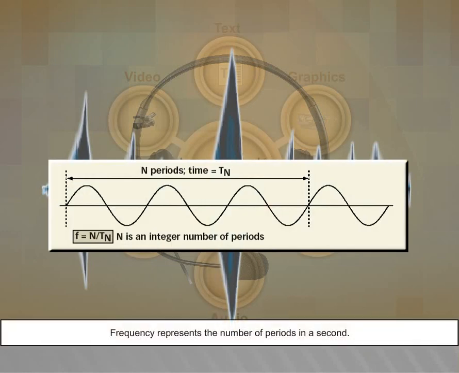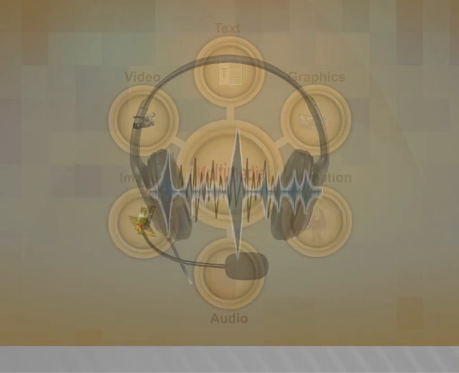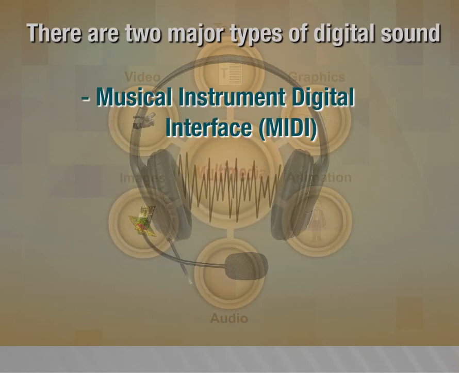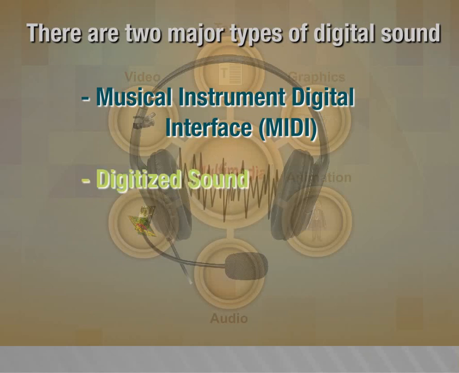Frequency represents the number of periods in a second. There are two major types of digital sound: digitized sound.